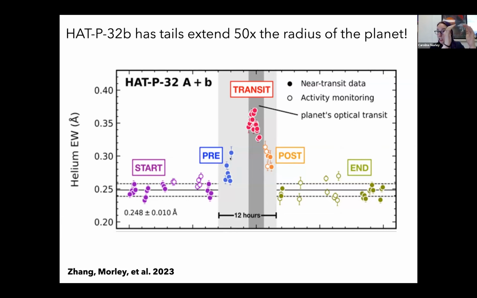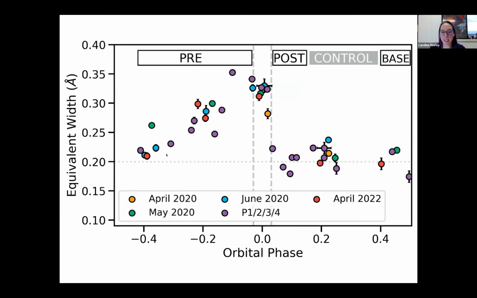That means that we have this geometrically extended tail that's going ahead of our planet in its orbit. And so it peaks up here during the planet's transit. We expect that. And then it starts coming down here and is still high after transit. So what we see here is that HAP-P32 has these tails that, once you do the math, you figure out extend about 50 times the radius of the planet out from both sides, but more before the planet's transit and a little bit less after. That was really cool.